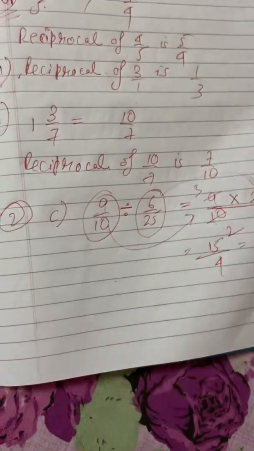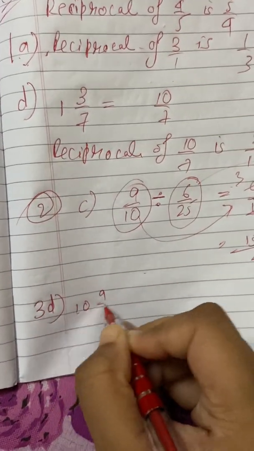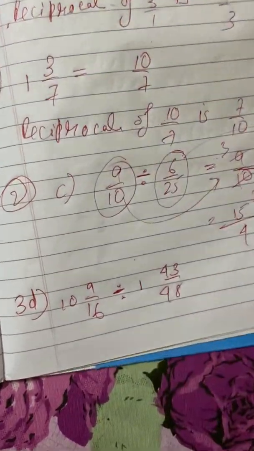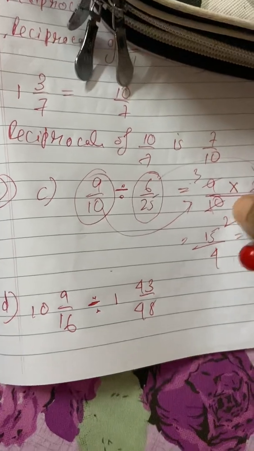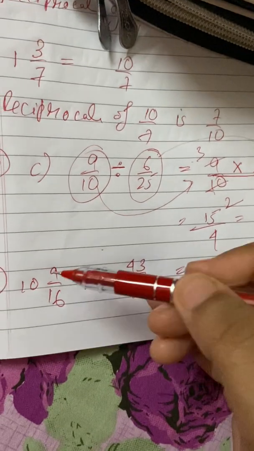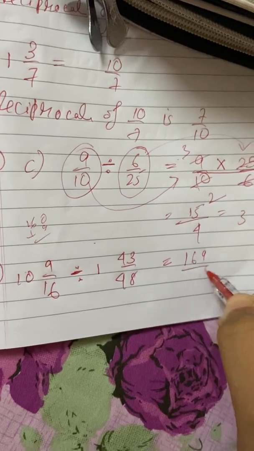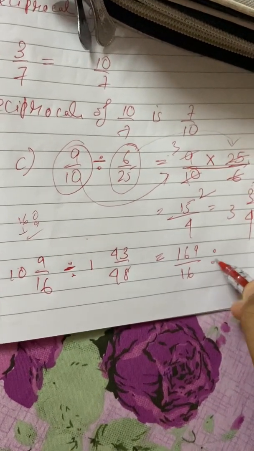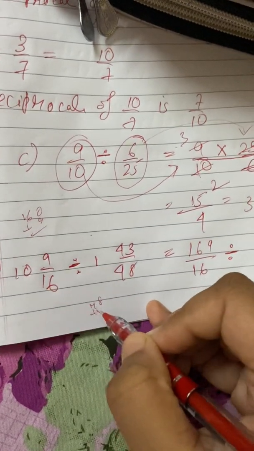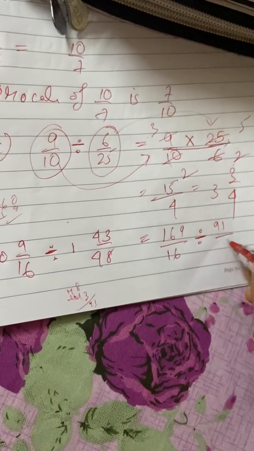We'll continue this like question number 3D. Your number is 10, 9 by 16 divided by 1, 43 by 48. So first what you have to do is convert this into improper fraction. So this will be 10 into 16, 160 plus 9. This will be 169 by 16. Give the division sign. Now this 1 into 48, 48. 48 plus 43. This will be 91 by 48.